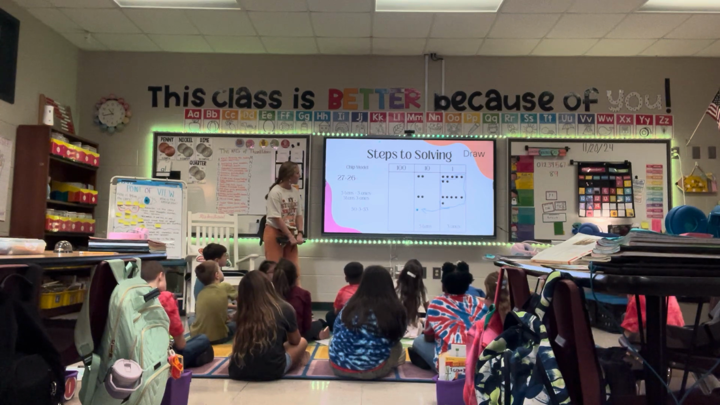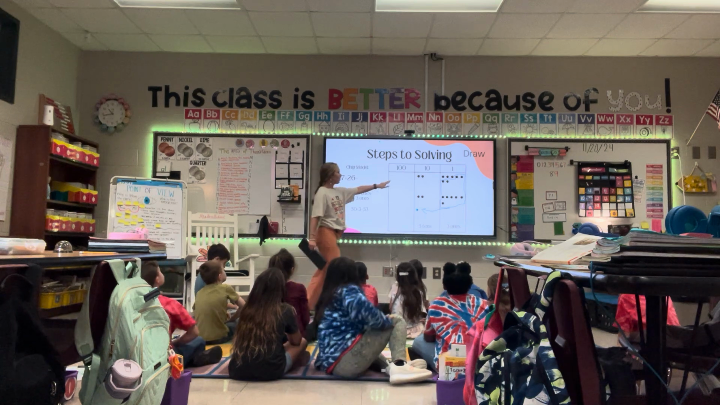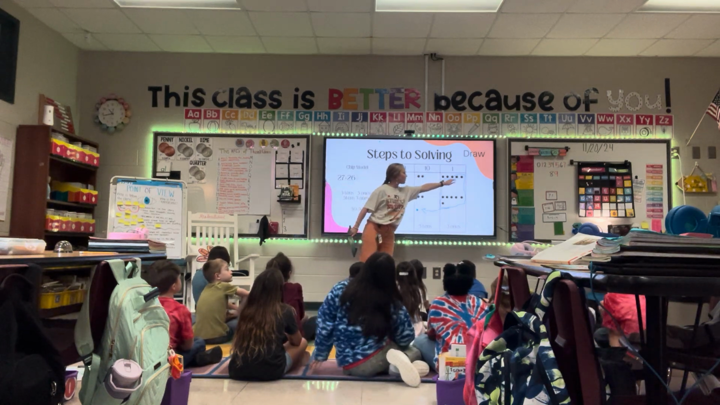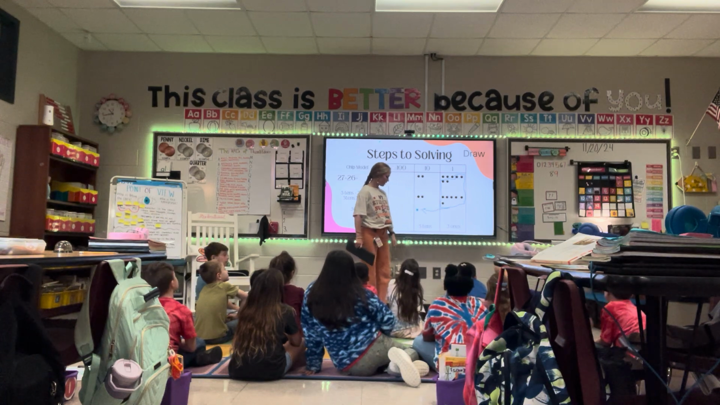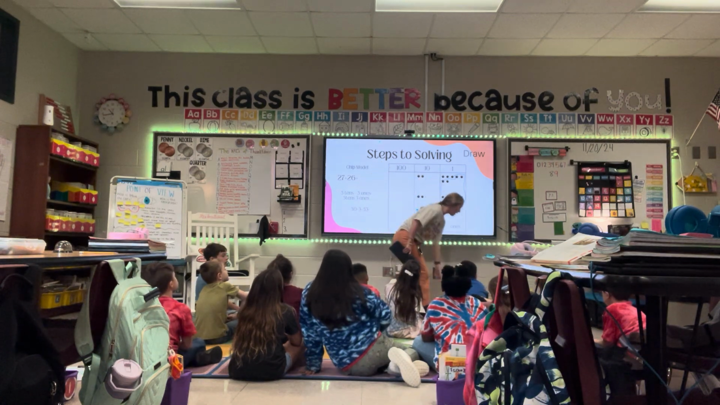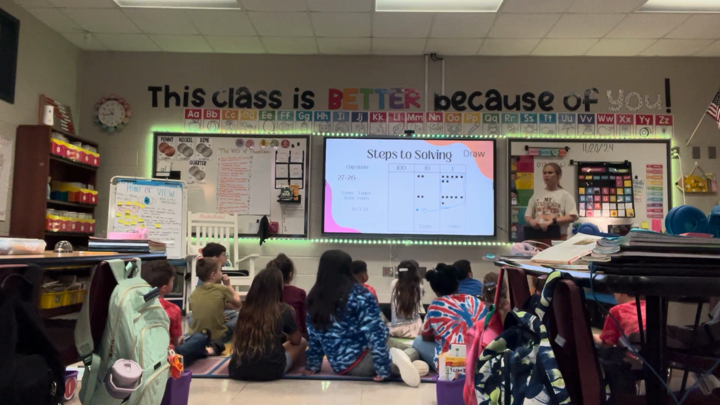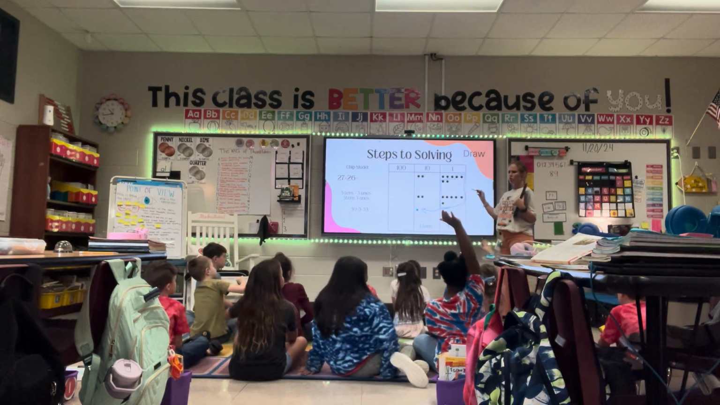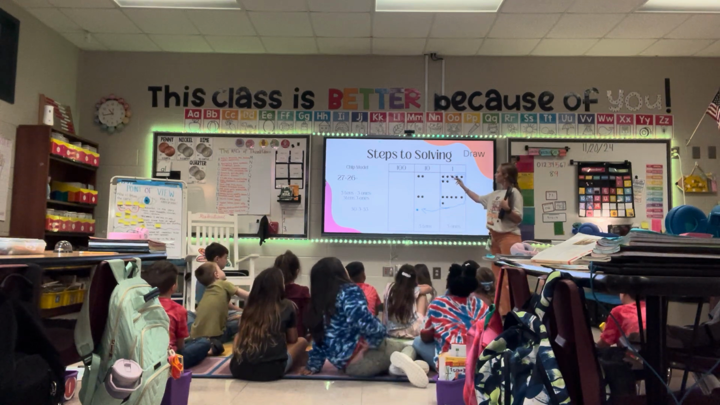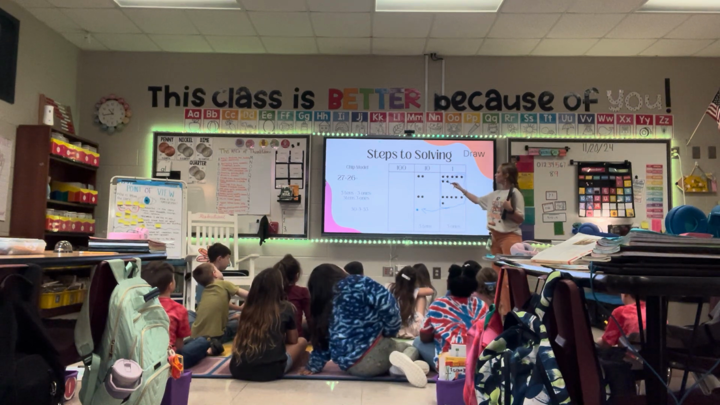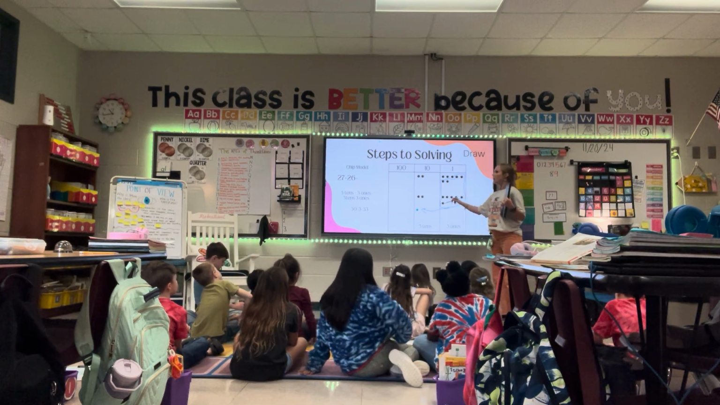This is the chip model. 27 plus 26. So I did 2 tens, 7 ones, 2 tens, 6 ones. And then I counted my, what's the first thing you do when you do the chip model? You add your what? Add your ones. So count our ones. 1, 2, 3, 4, 5, 6, 7, 8, 9, 10, 11, 12, 13.